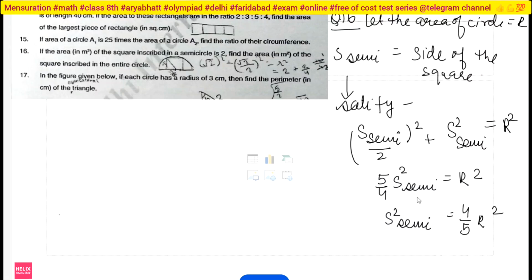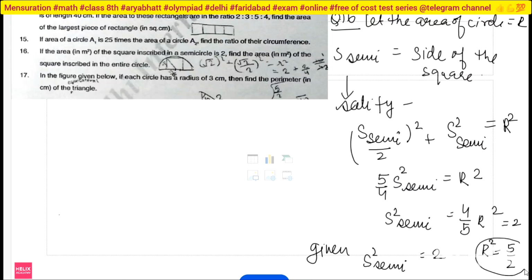We have given already that total s square semi is equal to 2. Given is s square semi is equal to 2, right? So this thing I can make equal to 2, this thing I can make equal to 2. So from here I am getting r square as what? 10 by 4, or 5 by 2. 10 by 4 can be written as 5 by 2, right?